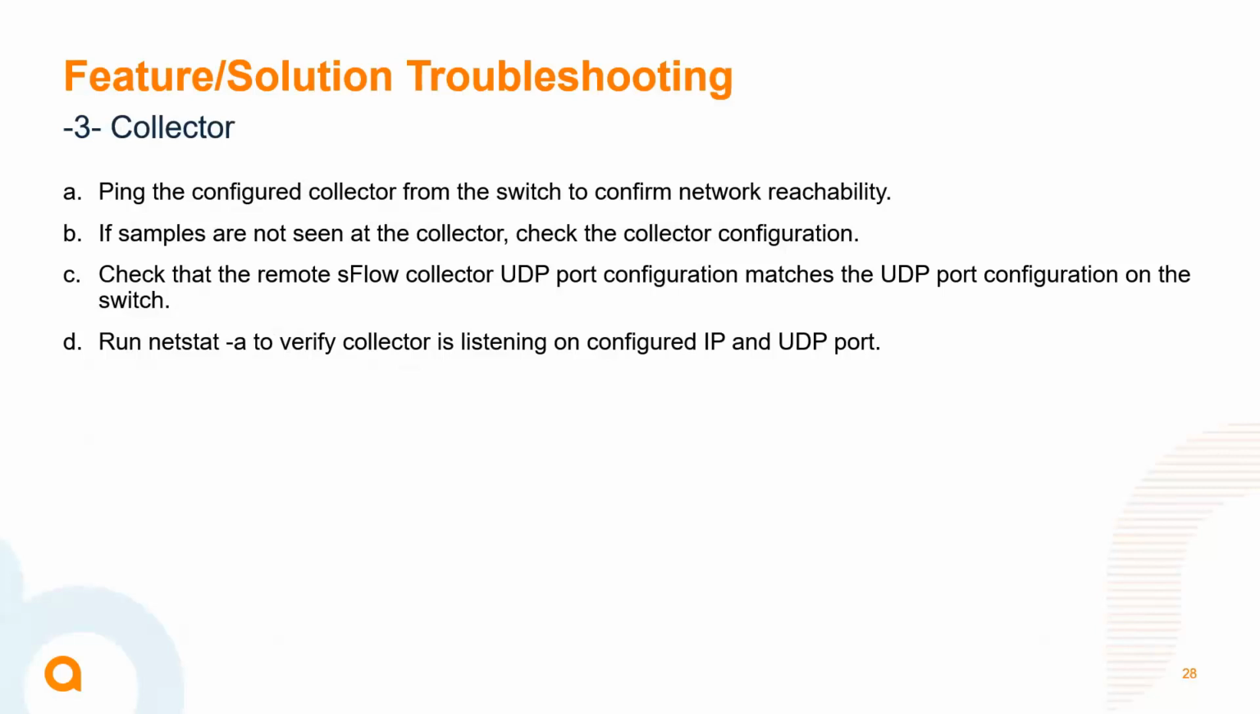You can check that the collector is properly configured for the UDP port that is configured on the switch, so that both values are matching. You can also run a netstat to verify that the collector is listening to the configured IP address that is the collector IP, because the collector is a server, so it may have multiple IP addresses, and also the UDP port.